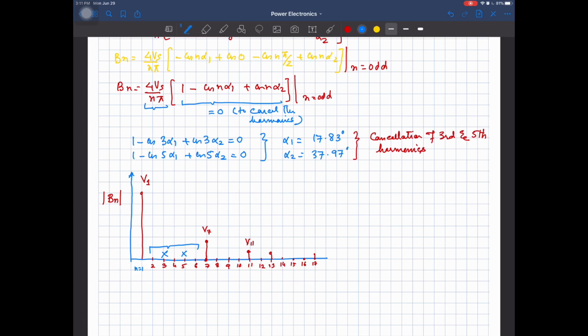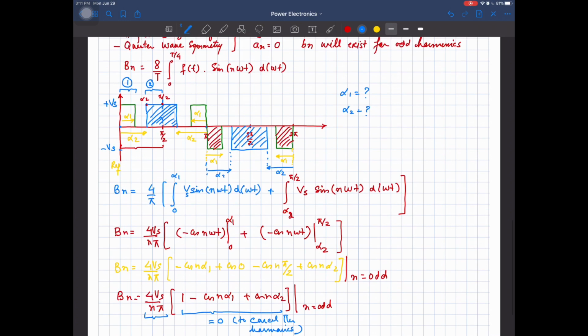We have adjusted the angles of these edges. I am going to call these ones the edges. This one is an edge, this one is an edge, right? Or you can say the notches. So by introducing the notches or the edges in the quarter cycle, we can cancel out a particular set of harmonics.